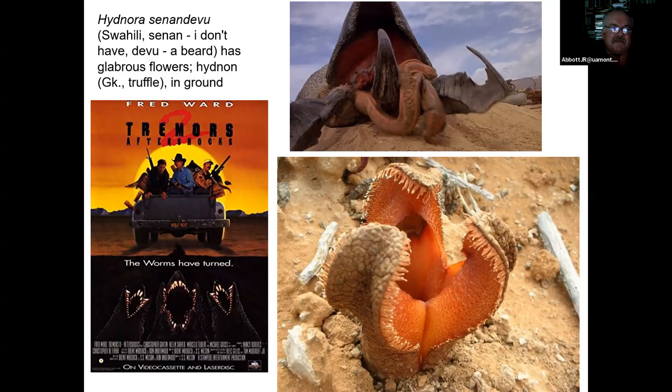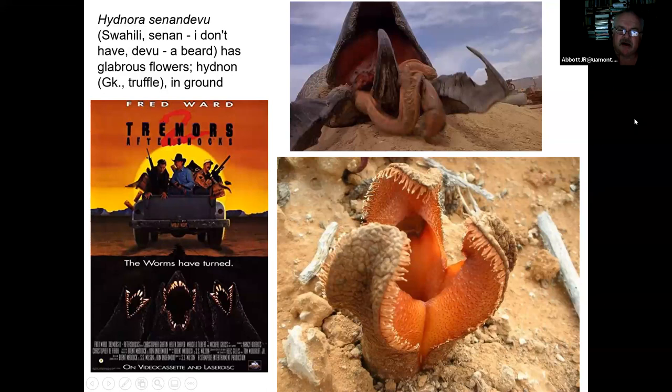And so part of why I'm showing this one, though, is just because it fascinated me. When I was a kid, this movie Tremors came out, right? Some of you may have seen this movie. It's kind of a silly, cheesy movie, but these giant worms pop up out of the ground and eat people, basically. And I'm pretty sure that these giant worms were modeled after Hydnora. Those worms in Tremors look just like Hydnora popping out of the ground.